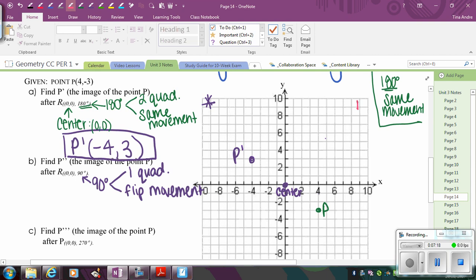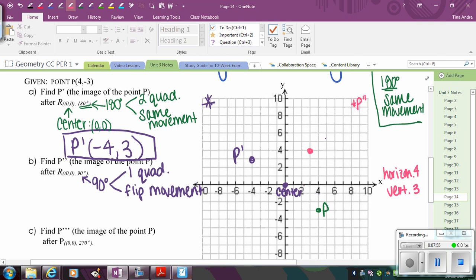So this time it's going to end up here somewhere, or it's going to end up in this quadrant. So P prime is going to end up here, or P double prime, I should say. So what I'm going to do is I'm going to count that horizontal movement. So it's horizontal 4, vertical movement is 3, but I have to flip it. So instead of being horizontal, so my horizontal movement was 4, vertical was 3, I need to switch that. So that means the horizontal is going to be 3, and the vertical is going to be 4. So horizontal 3, vertical 4.